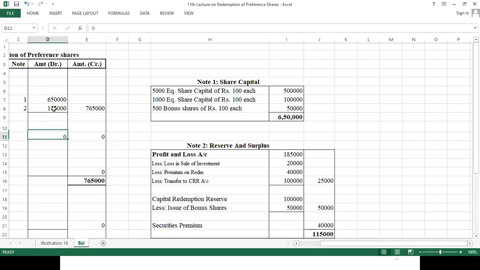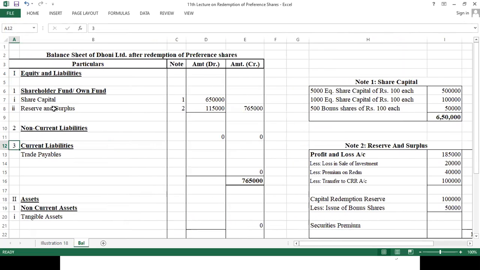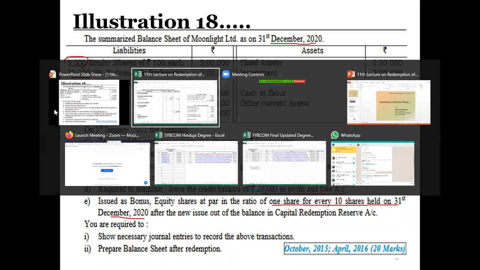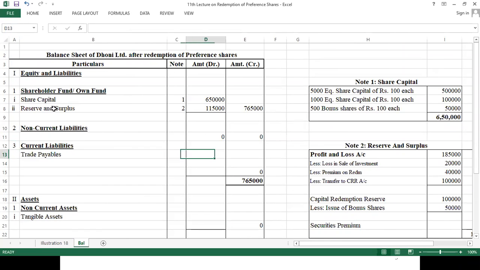1,15,000. Okay. Now as far as liability is concerned, yes, we only have current liability with us. Okay, 1 lakh rupees. So we will write under trade payable 1 lakh rupees. So straight away it comes here 1 lakh rupees. So total of liability side is 8,65,000.